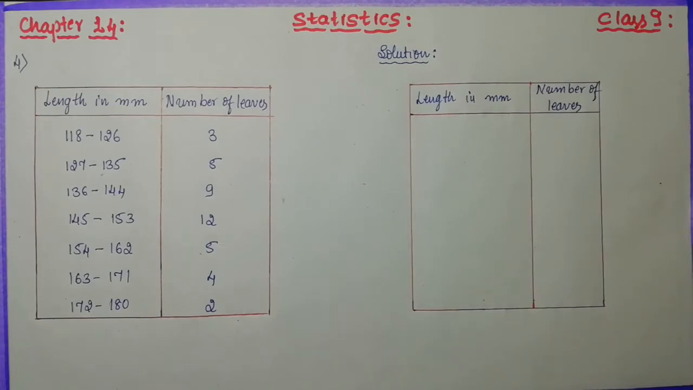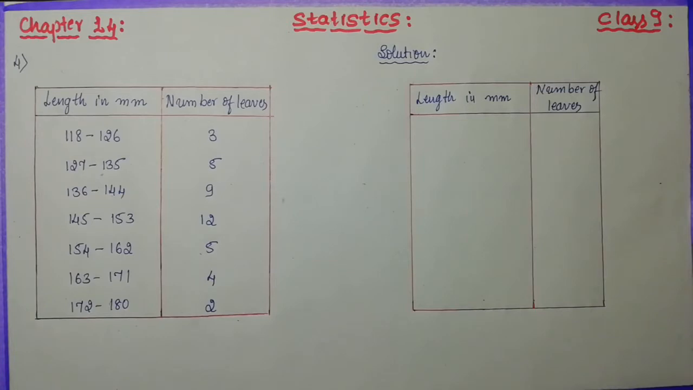And the sub questions are like this: draw a histogram to represent the given data. In the bracket, a hint is given for you. So that's why I told you this is of a different variety. Is there any other suitable graphical representation for the same data? Is it correct to conclude that the maximum number of leaves are 153 millimeter long? Why? Okay, first let us answer the first sub question, histogram.